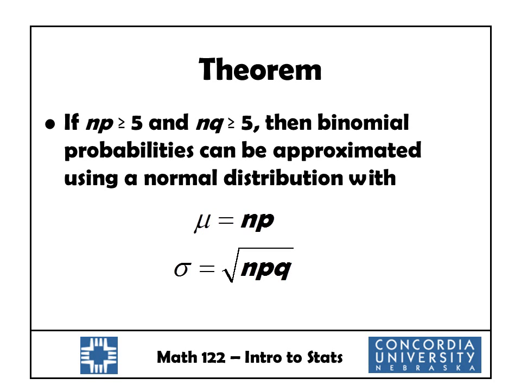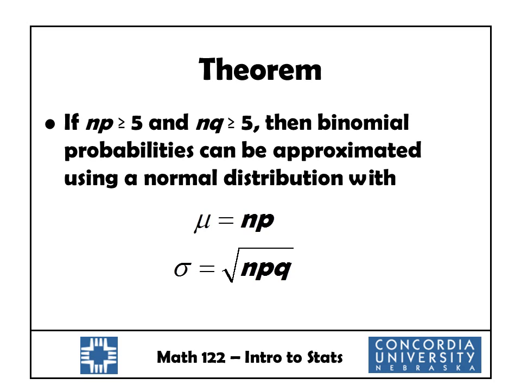So what we've been illustrating in this section is a theorem that looks like this. It says if np is greater than or equal to 5 and nq is greater than or equal to 5, then binomial probabilities can be approximated using a normal distribution with mu equal to np, the mean of np, and standard deviation sigma equal to the square root of npq. Now this theorem has these two qualifiers at the beginning. np has to be greater than or equal to 5 and nq greater than or equal to 5.